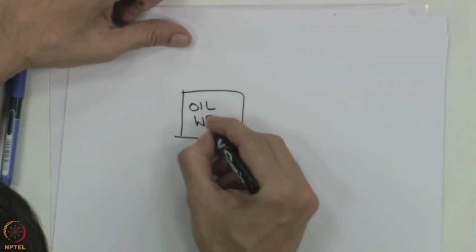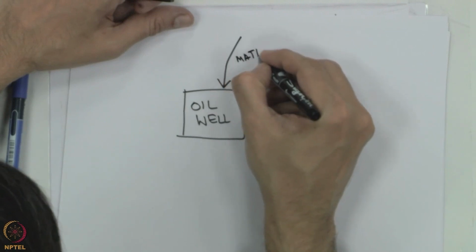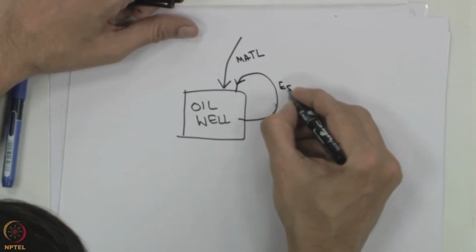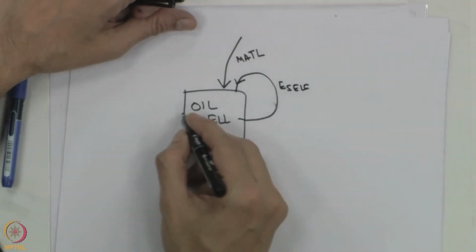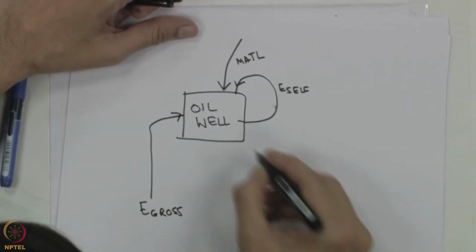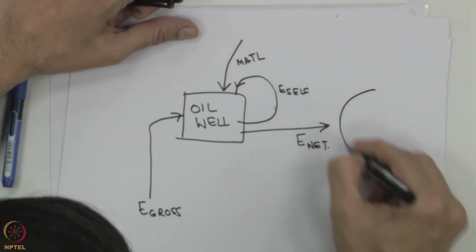Now when we think in terms of different energy sources, let's say extracting coal or extracting oil, if we look at an oil well, we need to input different kinds of materials into the extraction process. There is a certain amount of energy which is used, that is the auxiliary E self. There is a gross energy input which is coming from the oil, and then there is a net energy output. This is going to your economy.